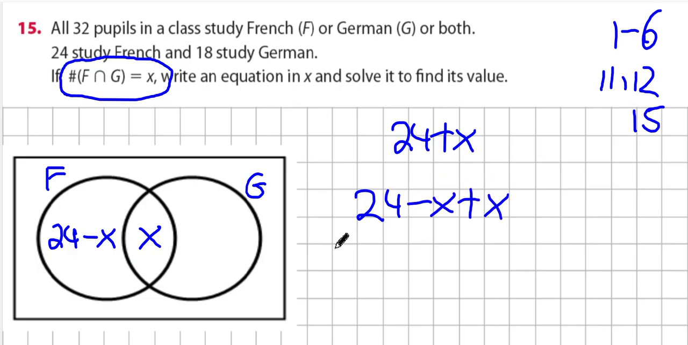You have to take away the middle, don't you? If I said there was 5 people in the middle, if I said the middle was 5, what would you tell me about how many people do French only? You would have done 24 take away 5, and you would have got 19, wouldn't you? And on the other side, you would have done 18 take away 5 and got 13. But the deal is it's not 5, it's actually the letter X. So instead of using 5, we just write down the letter X. Is that alright?